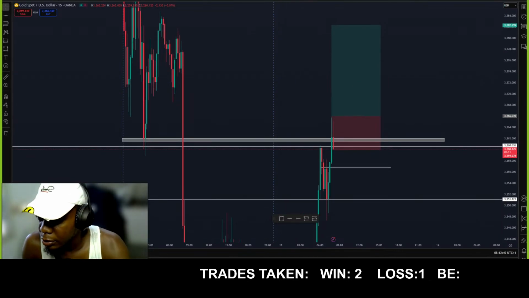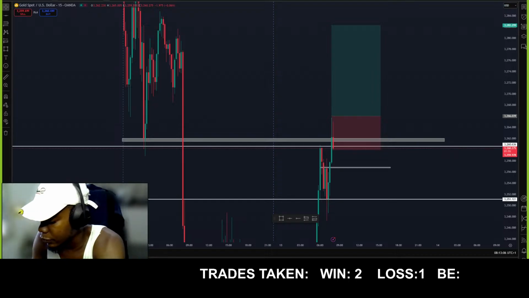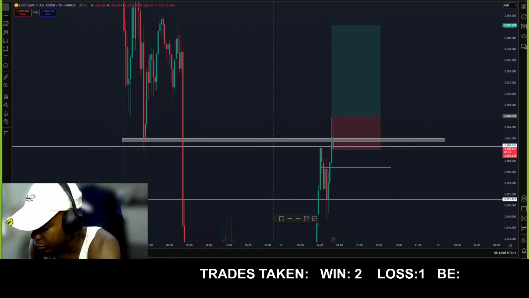Since it's about 2 minutes to the close of the candle, let me cancel my buy stop first of all, and wait.